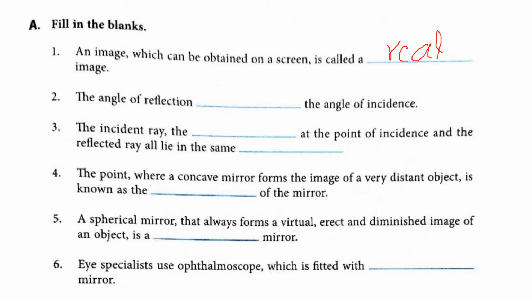Okay, then angle of reflection dash angle of incidence. You know already that from our laws of reflection, angle of reflection is always equal to the angle of incidence. So let us write here, is equal to angle of incidence. Then coming to the third one, the incident ray, the dash at the point of incidence and the reflected ray all lie in the same dash.